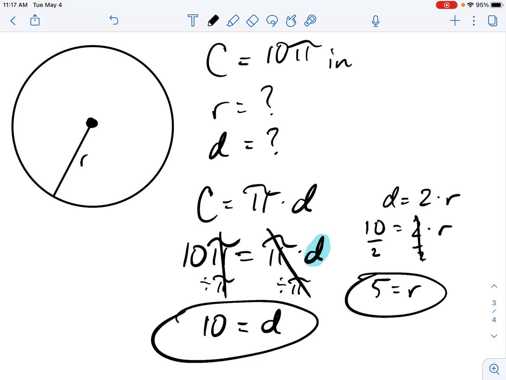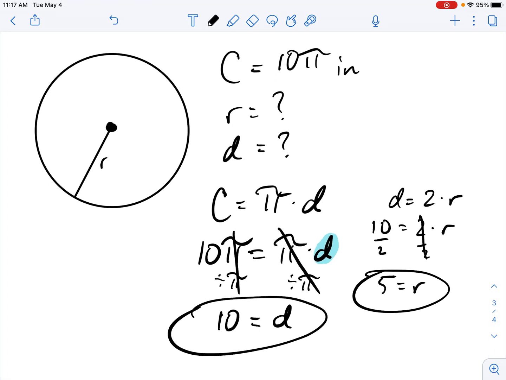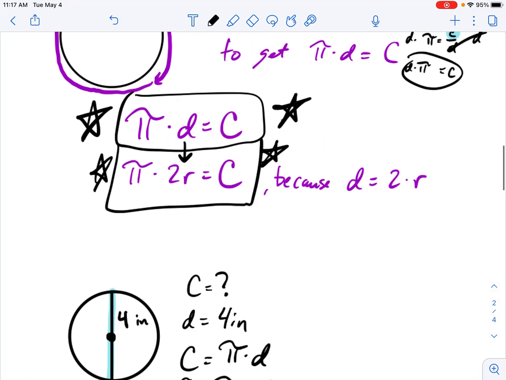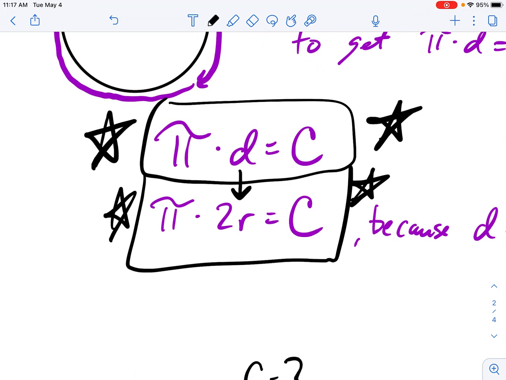So this is really combining a lot of the algebra that you've learned, as well as introducing new vocabulary words. But once you get the vocabulary down and you remember the formula, these two formulas, I think you're going to be okay.